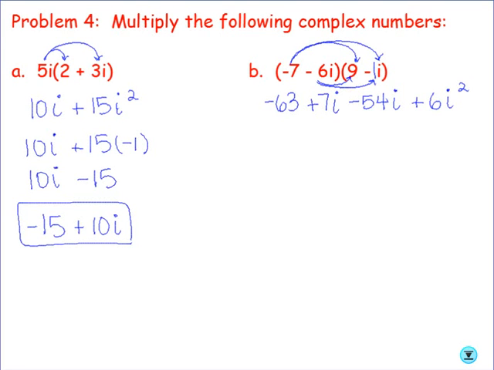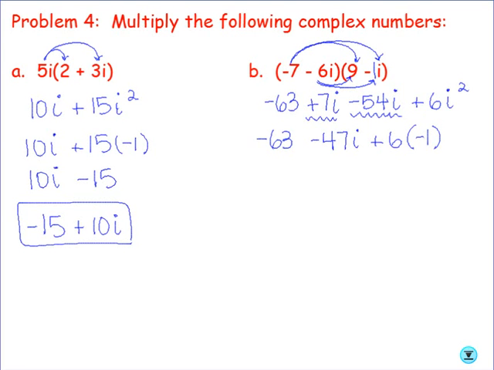Is there anything I can do with the negative 63? No. Is there anything I can do with 7i and negative 54i? Absolutely. I can combine those. 7 take away 54 is negative 47. Is there anything I can do with the positive 6i squared? Yeah. We can keep the positive 6. We don't like i squared. We're going to change it to times negative 1.